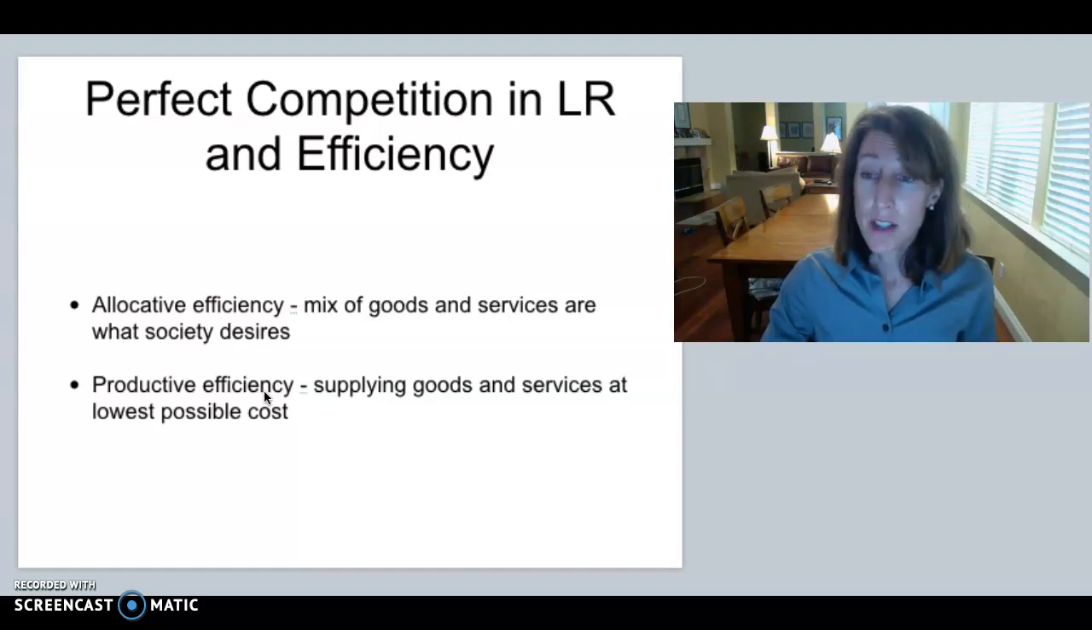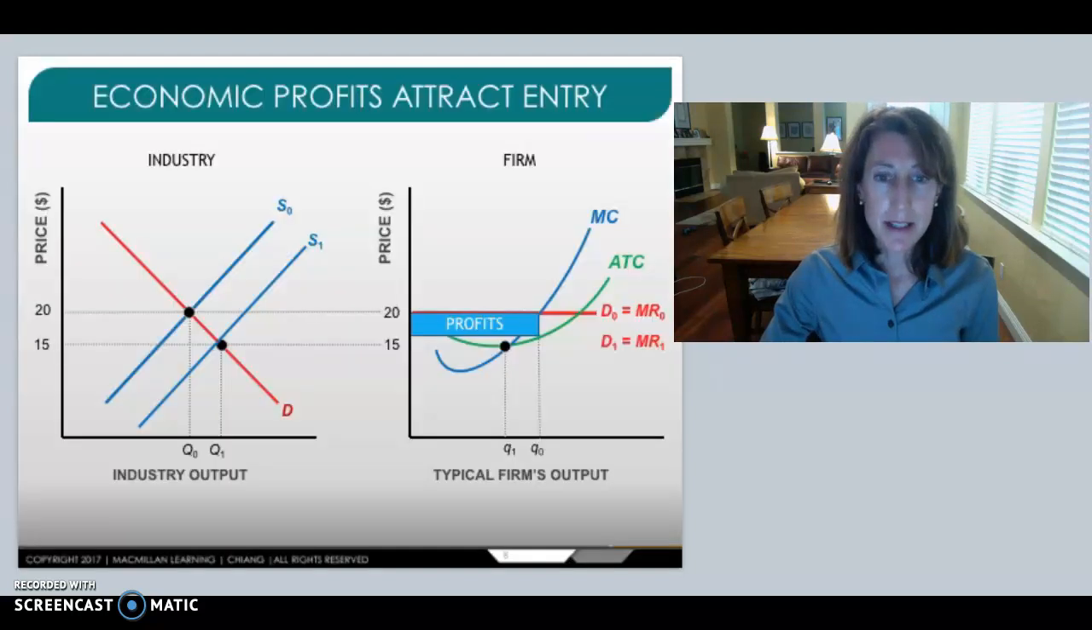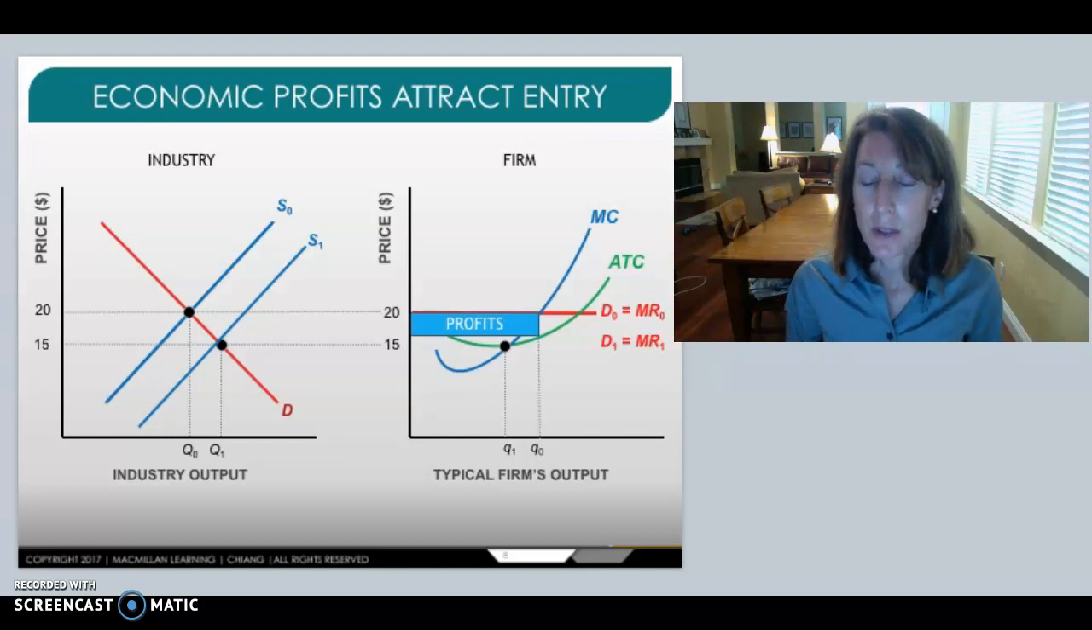No one told them they had to do that. They did it naturally, through being attracted when there's profits and leaving when there's losses. The market was efficient, allocatively and productively. Let's take a look at that with the graphs. Okay, so what is that going to mean? That means that there's an adjustment process to equilibrium.